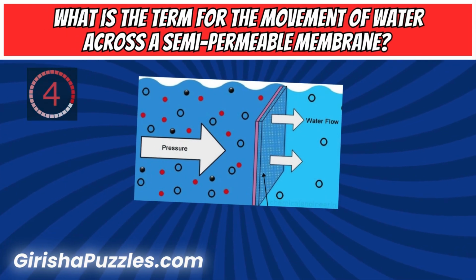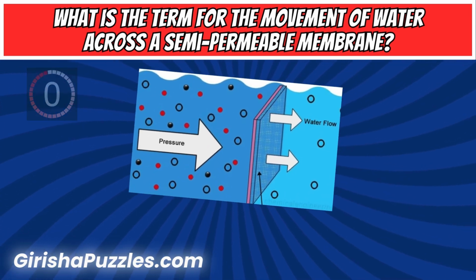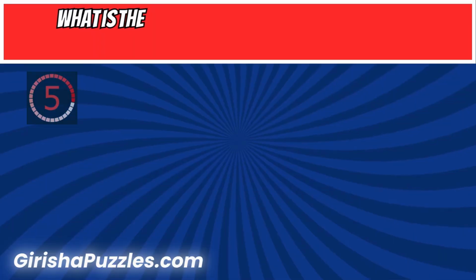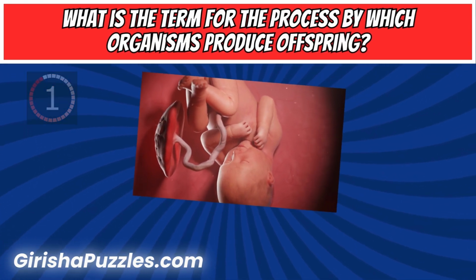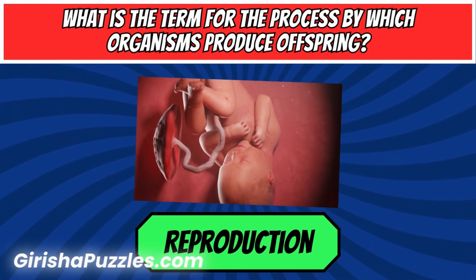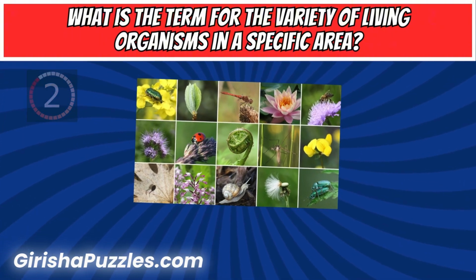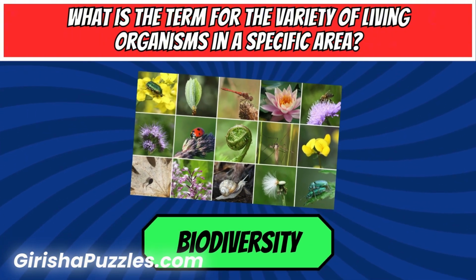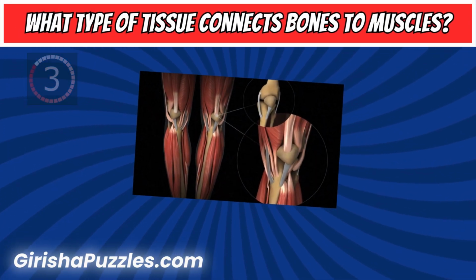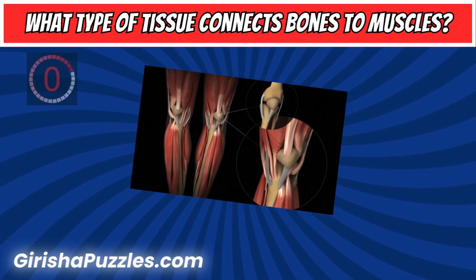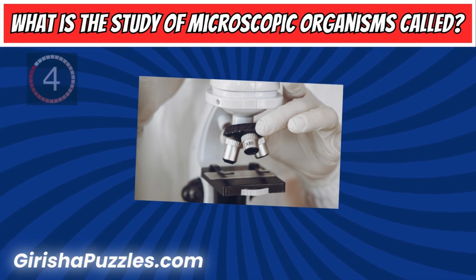What is the term for the movement of water across a semi-permeable membrane? Osmosis. What is the term for the process by which organisms produce offspring? Reproduction. What is the term for the variety of living organisms in a specific area? Biodiversity. What type of tissue connects bones to muscles? Tendons. What is the study of microscopic organisms called?